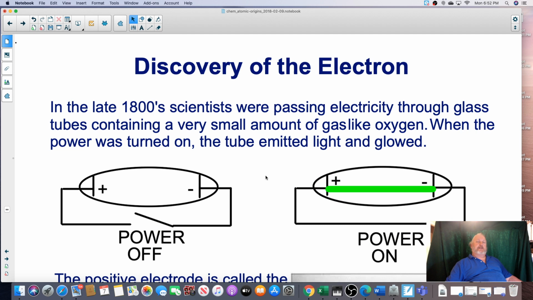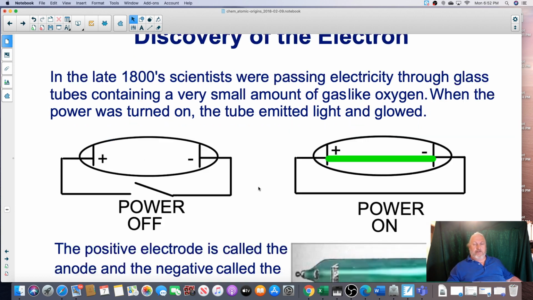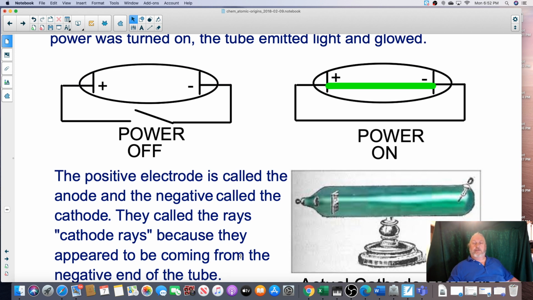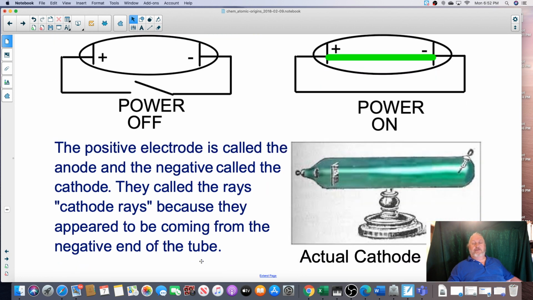So, in the late 1800s, scientists were passing electricity through glass tubes that had a small amount of a gas like oxygen or neon. When the power was turned on, the tube emitted light and glowed, right? The positive electrode was called the anode, and the negative was called the cathode. They called these rays cathode rays because they appear to be coming from the negative end of the tube.